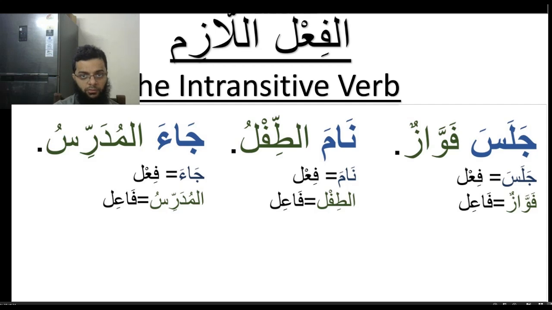Ja'a al-mudarrisu, the teacher came. So ja'a is your verb, that is coming, and al-mudarrisu is the person who came, who performed the act. So al-mudarrisu is your subject, doer or fa'il in Arabic. The sentence is complete with the verb and its fa'il. You don't require an object here.